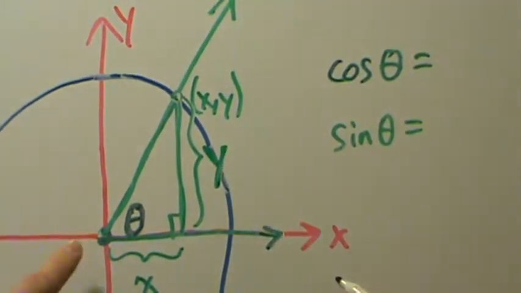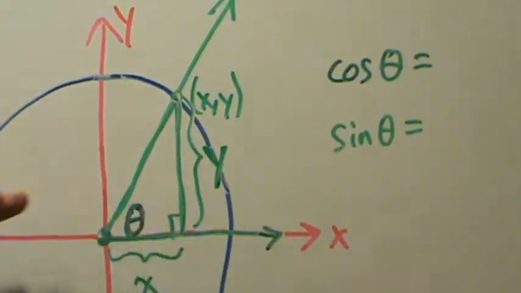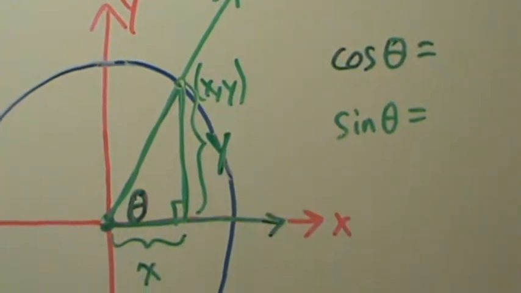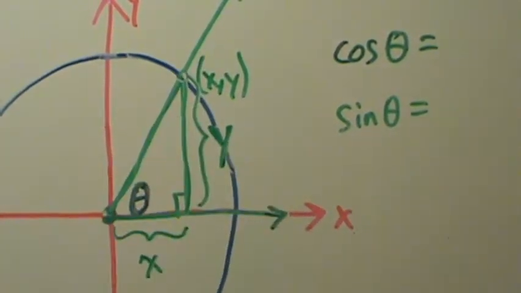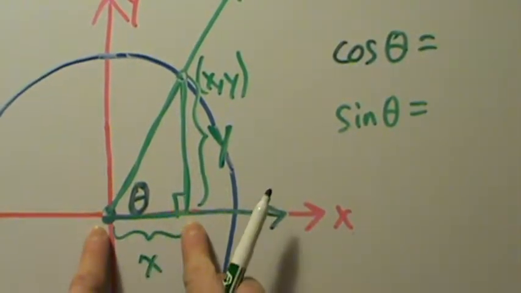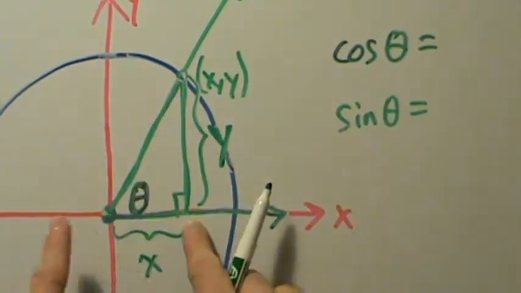Why is that? Because if you start at 0, 0, and you want to go to the point x, comma y up here, you have to go over x units and up y units, okay? Go over x units, and then go up y units. So that'll bring you to the point x comma y. So therefore, this length here has to be x, because we have to go over that far, and then we have to go up y units to get to x comma y. So that's why this length is y, okay?